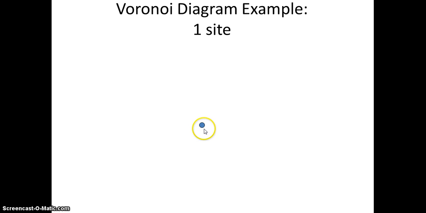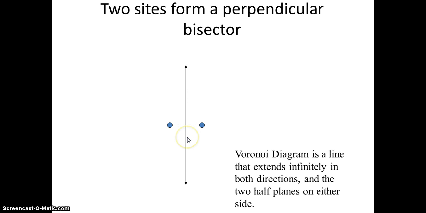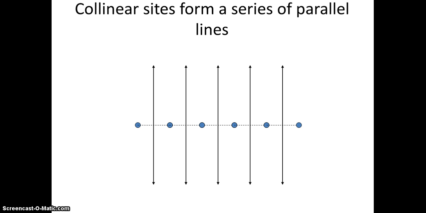If there is a single hospital, then this whole area will be the service area for it. And if we have two hospitals, then what will happen? We'll have to divide their area of service like this. This line will go infinitely in both directions, and the patients of this area and the patients of this area will be the patients of these two particular hospitals. So for a 2-point Voronoi diagram, it is a line that extends infinitely in both directions with two half planes on either side. If we have a series of collinear sites, the result is a series of parallel lines.